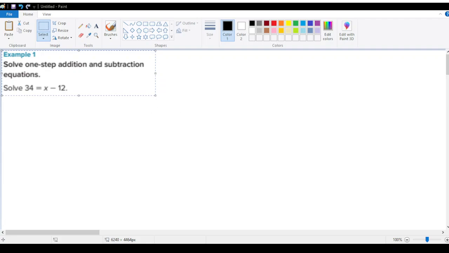Now we will start with the new unit. The new unit talked about solving equations with variable on each side. This is the name of the unit. Now, before we start, let's do this equation.